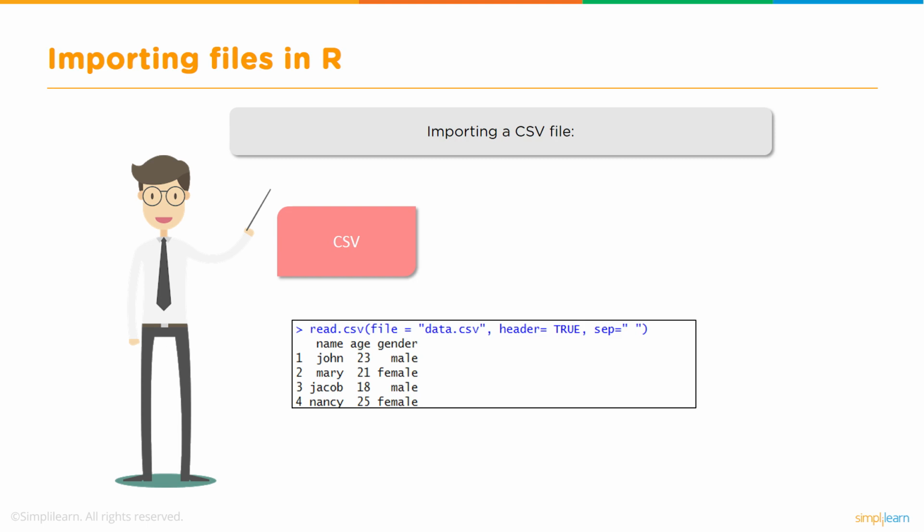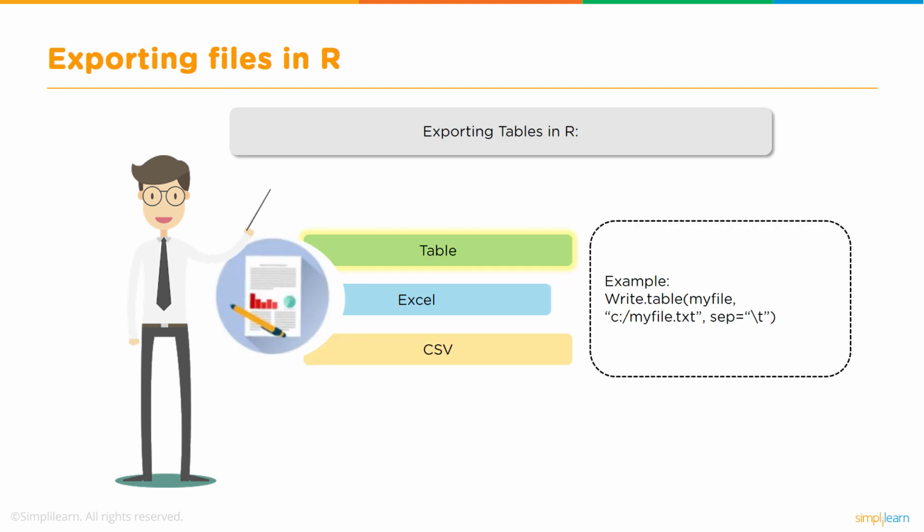CSV file, same thing, read.csv. File equals data.csv, header equals true, sep equals space. So in this case, even though CSV stands for comma separated variable, this one is separated by spaces, and they have the header: name, age, gender. So it's the same file, saved as a CSV file. And there's also Excel. Excel has its own issues as far as making sure you know what the tables and the headers are, but you can see that each one of these is easy to import.